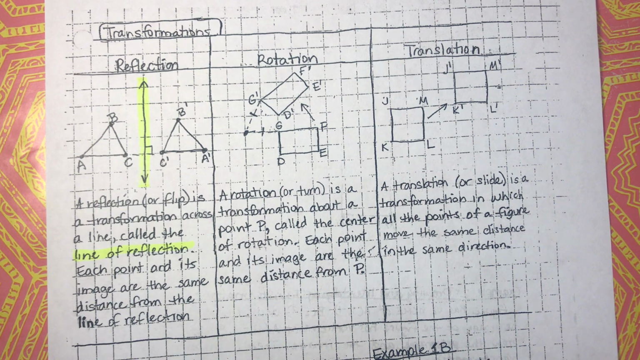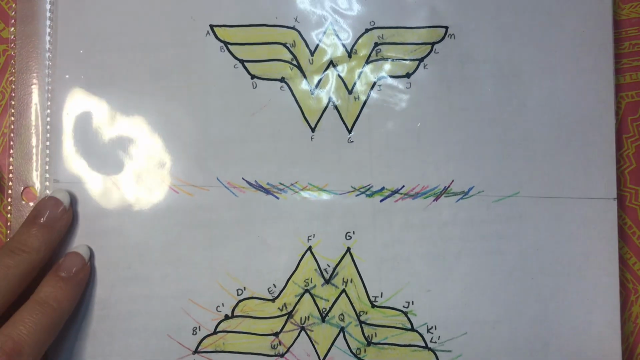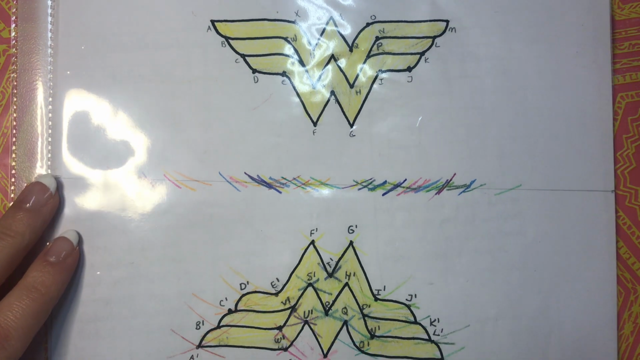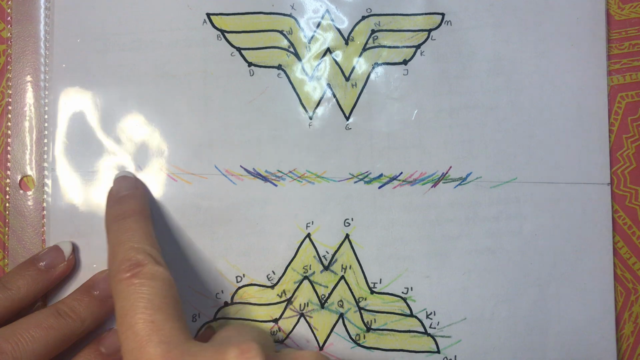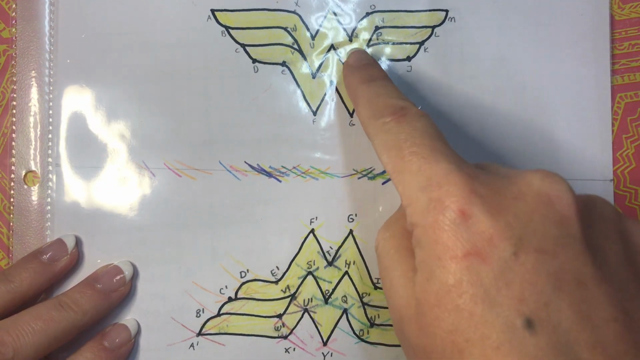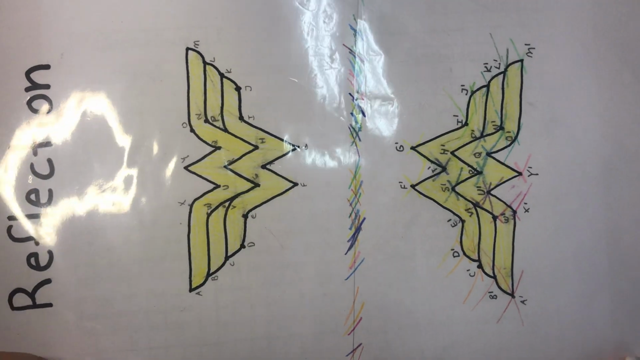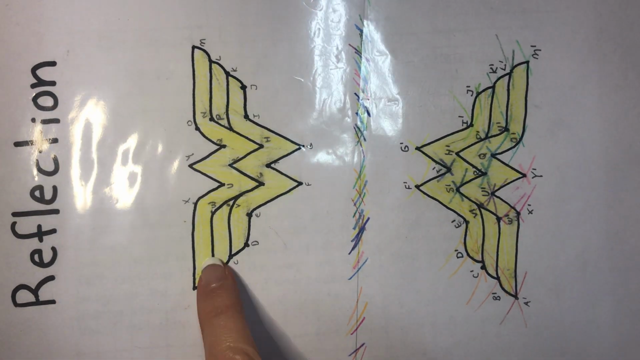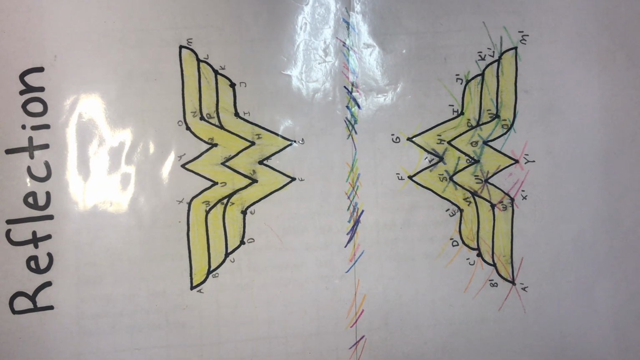So that's a reflection. Let me show you a different reflection. One year a student made this for me. This is a reflection of the Wonder Woman symbol. If you see here, this is the line of reflection, and here's the symbol, and everything was reflected over this line. I wonder if I can do it sideways. Yeah, you can see it there. So it was reflected across this line. And they did this using a compass, and they did it really technical.